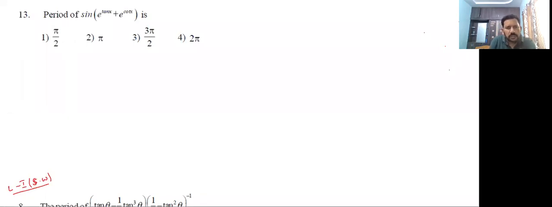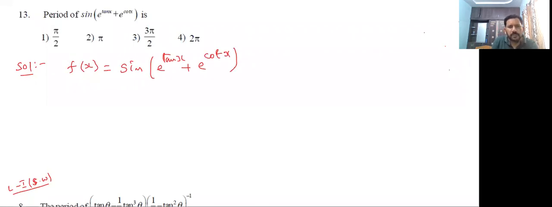13th question. Period of sine of e power tan x plus e power cot x. How to find period of this function? First, period of tan x and cot x we need to find. Period of tan x. What, students, tell me? What is the formula? Pi. Next, period of cot x is also pi.